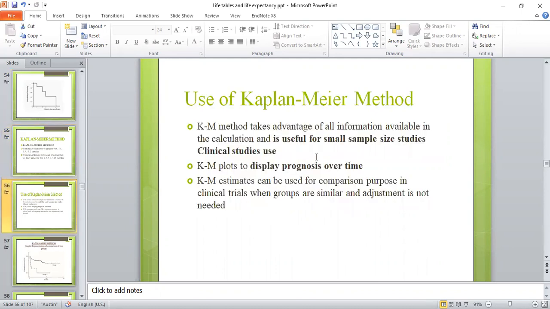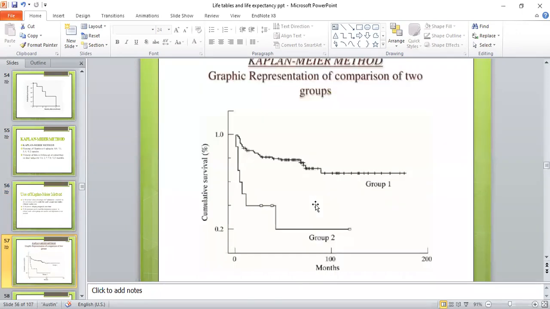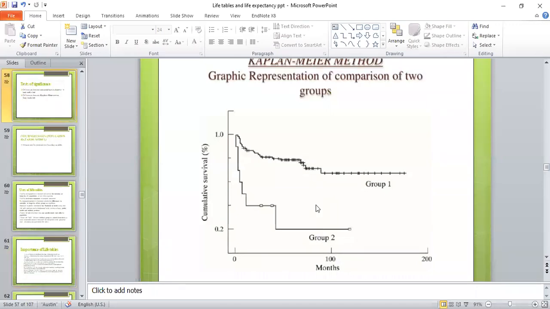Uses of the Kaplan-Meier method: it takes advantage of this information in the calculation, which is useful when there is a small sample size, such as in clinical studies. It can also be used to display prognosis over time. It can also be used for comparison purposes in clinical trials when groups are similar and adjustment is not needed. For example, we can compare the graphic representations of group 1 and group 2.